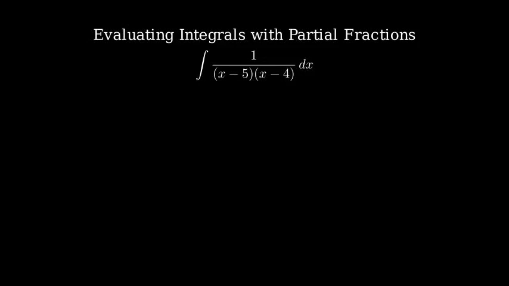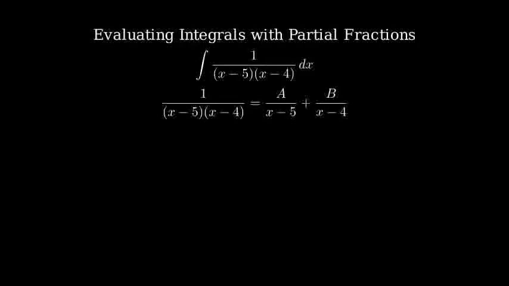First, let's perform a partial fraction decomposition. We'll express the integrand as a sum of simpler fractions. So, we'll write 1 over the quantity x minus 5 times the quantity x minus 4 as A over x minus 5 plus B over x minus 4.